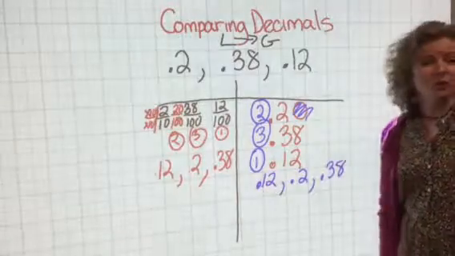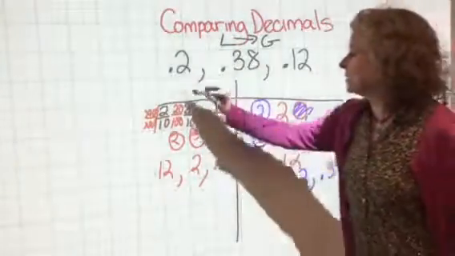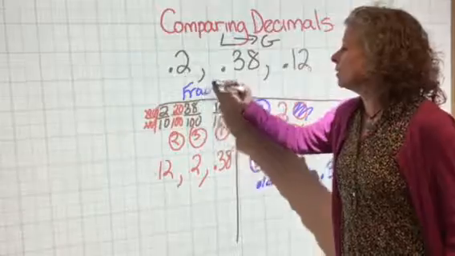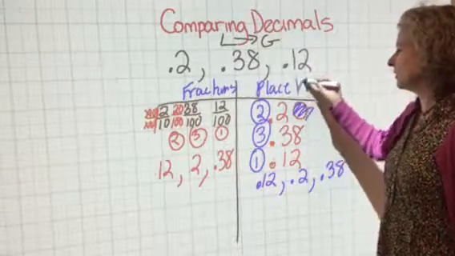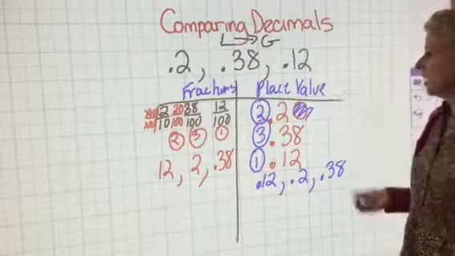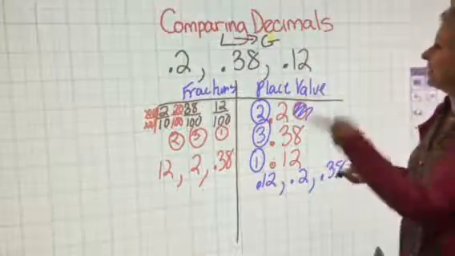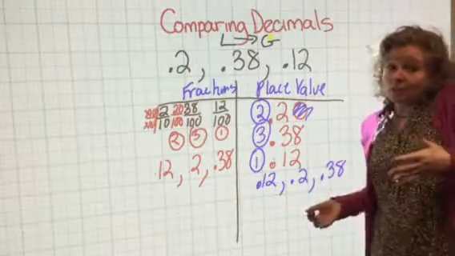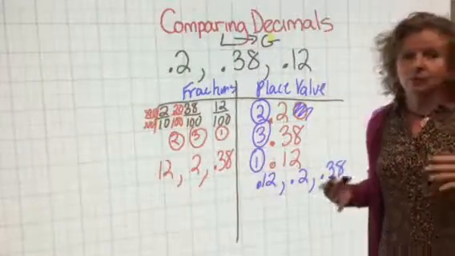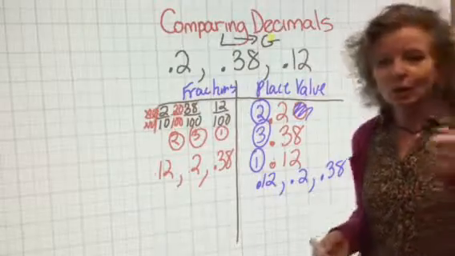I don't care when you're ordering decimals if you turn them into fractions or if you use place value and you line up the decimals and fill in any holes that you need to. Pay attention. It's the same old thing, least to greatest. You have to pay attention to that. Sometimes it says greatest to least, sometimes it says least to greatest. Please read words because words mean things. You're going to practice this.